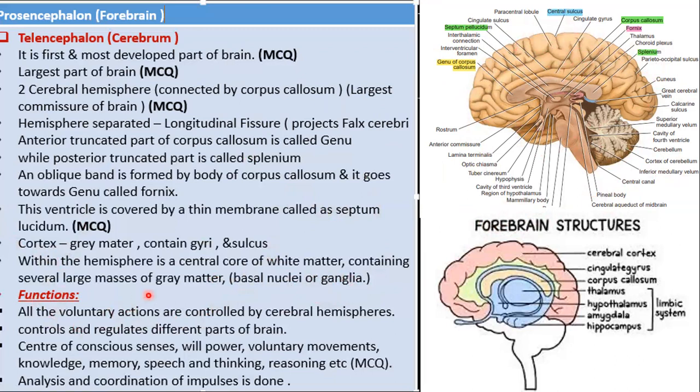Coming to the function, as we already know, the function of the cerebrum is concerned with voluntary movements, knowledge, memory, speech, thinking, and it also regulates different parts of the brain. So the cerebrum is one of the major and most important parts of the brain since it controls all our voluntary actions. Here I have put all the functions of the cerebrum.